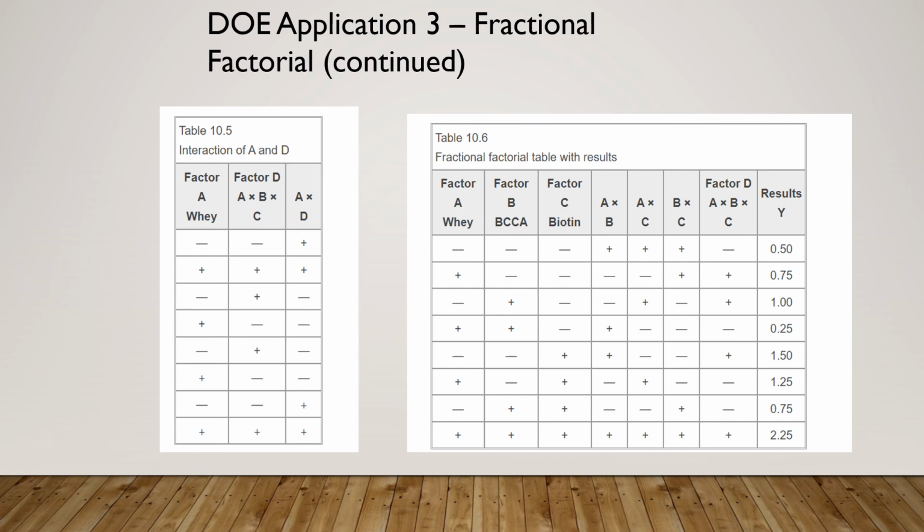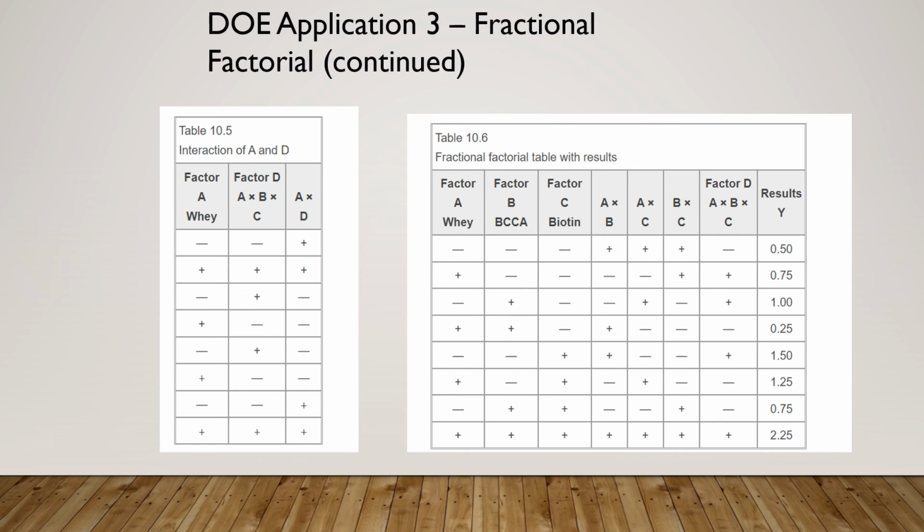We can now update our fractional factorial table and also look at the various results when we run our test. And this is the table on the right side. You can see that we hit the jackpot. We increased the whey to 4% of the total, used BCAA from poultry, and used fresh biotin, and the average user weight gain was 2.25 pounds, which is shown on the bottom row.